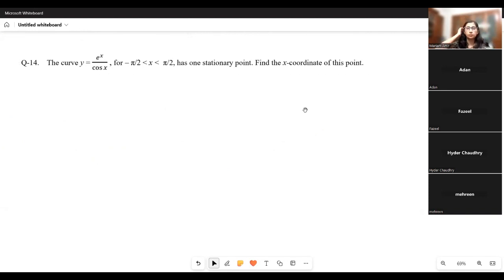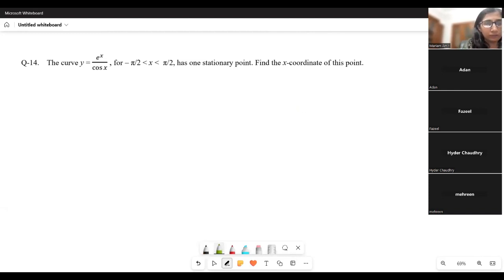The curve y equals e^x upon cos x, for x greater than minus pi by 2 and less than pi by 2, has one stationary point. Find the x coordinate of the point. So again, differentiate and equate to 0. And the quotient rule is being used here because it's numerator divided by denominator.